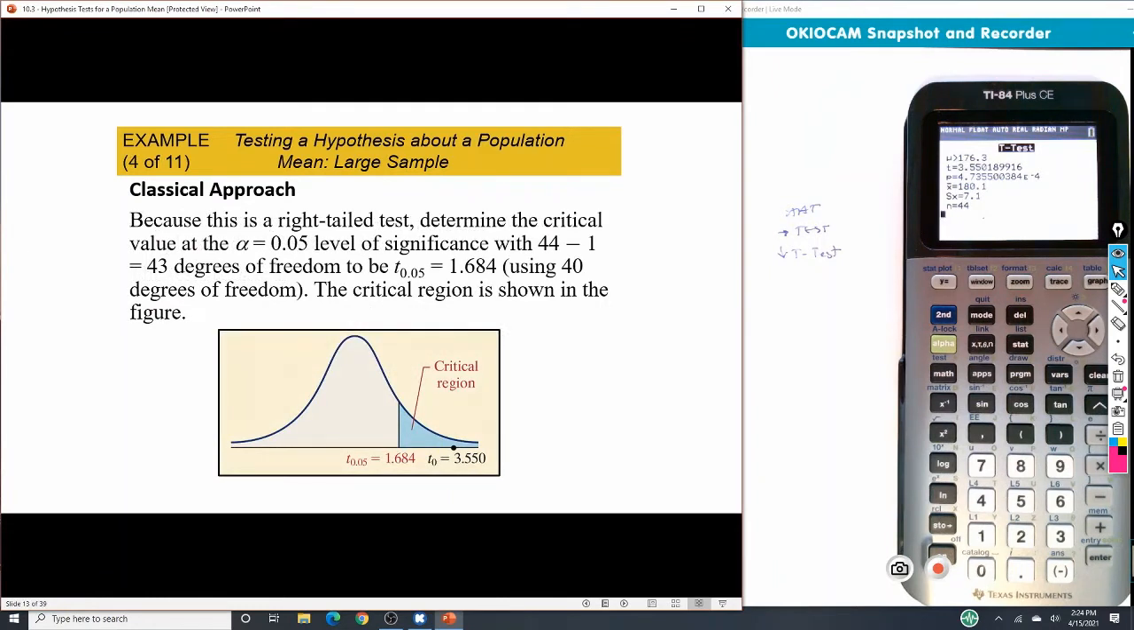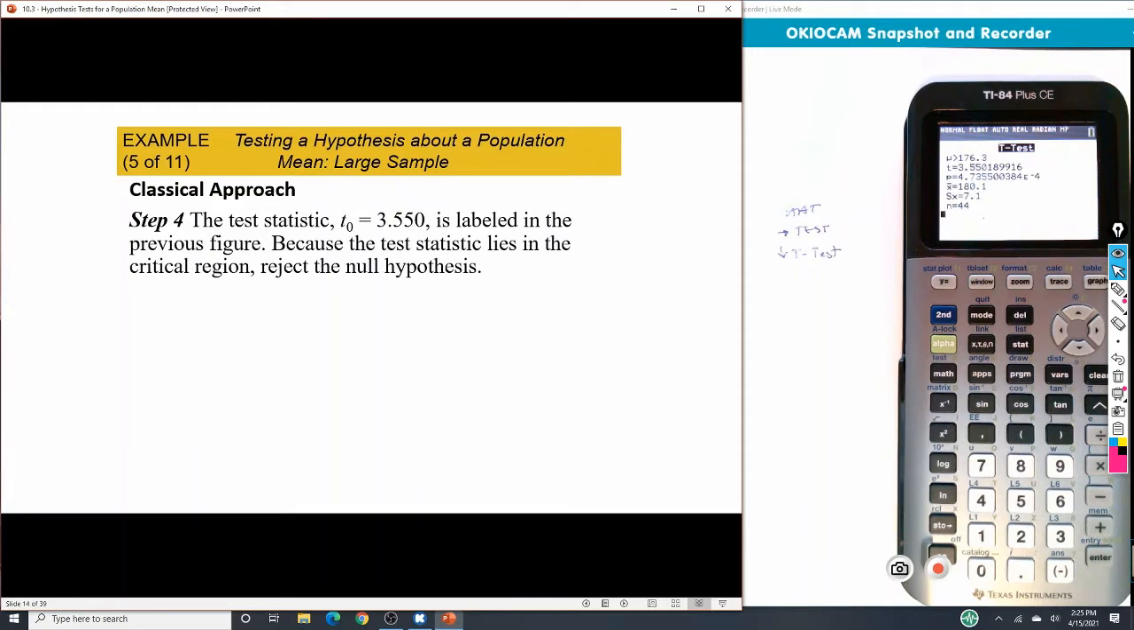All right. Now, if we compare that to our 0.05 significance, we would have to go to our t-table and find that, but we would see that by looking at alpha being 0.05 with 43 degrees of freedom, we get 1.684. Well, our t is bigger than that, and so that means that we would reject the null hypothesis.